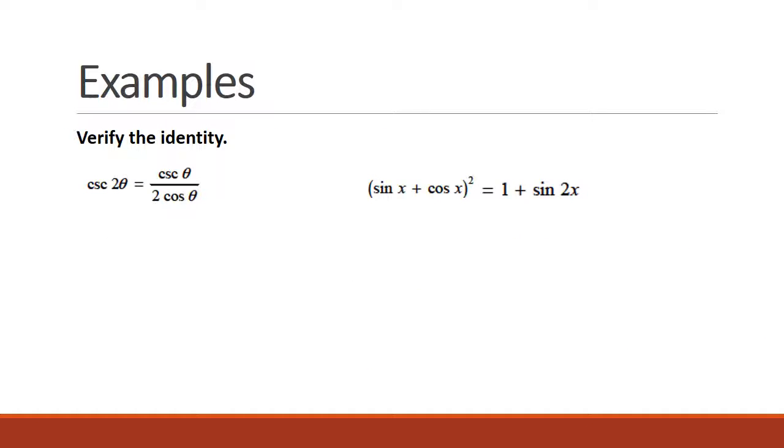Okay, verifying the identity just means try to make the left and the right look the same using the identities we just had. We haven't done a lot with this, but think of it as a challenge. Pause the recording, give it a try, and resume to check your answer.